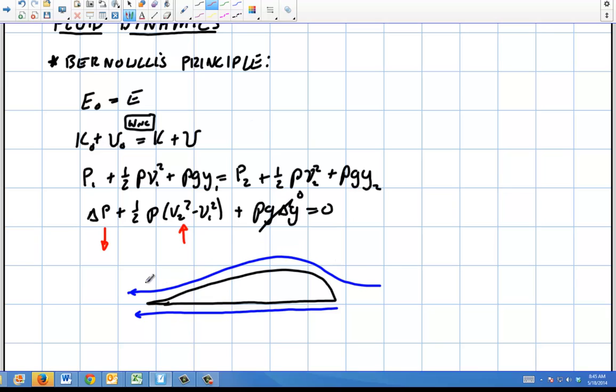As a particle moves faster on the top, these particles are going to be more spread out, and as they're more spread out, there's going to be less pressure. On the bottom, there's going to be more pressure because it's moving slower. If you have more pressure on the bottom than on the top, you're going to get a differential that causes a net pressure up like this, and that's what we call lift on an airplane.